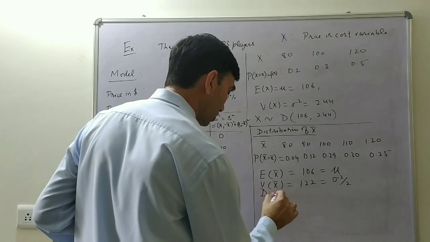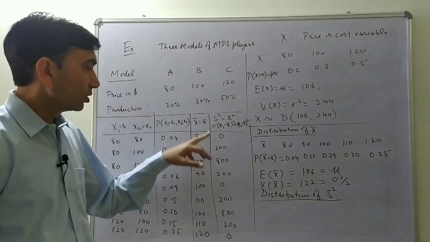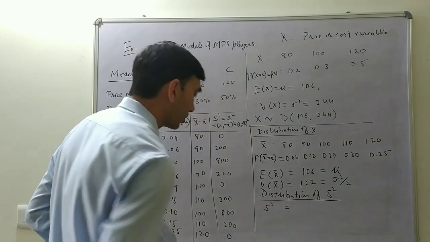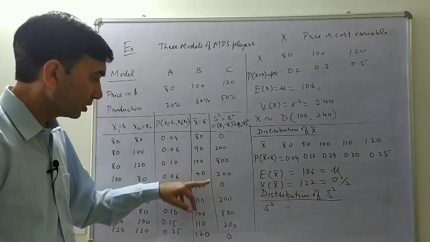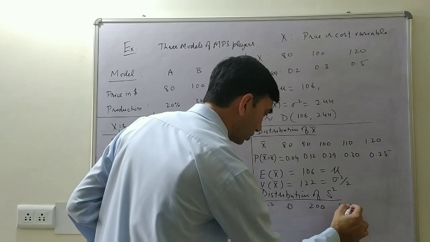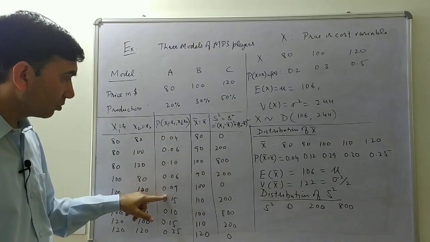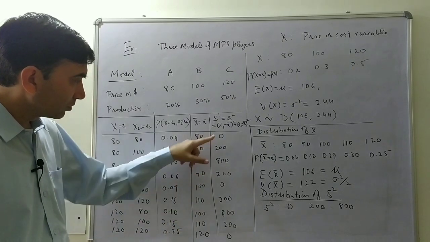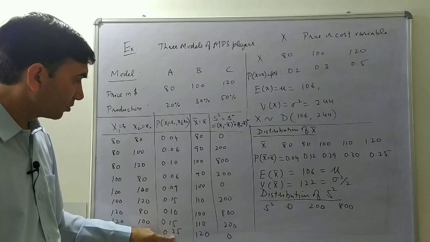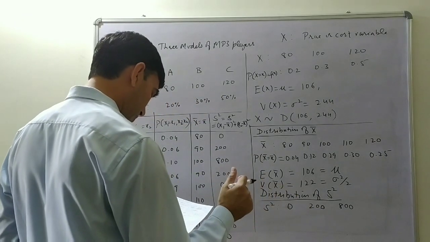Next, see what is the distribution of S square. So here you have all possible values of S square. Write them. What are the different values of S square? These are 0, 200 and 800. 0 is coming 2 times and probabilities are 0.04 and 0 is coming 3 times. This, this and this. Probabilities are 0.04, 0.09 and 0.25. So how much is it? 0.38.